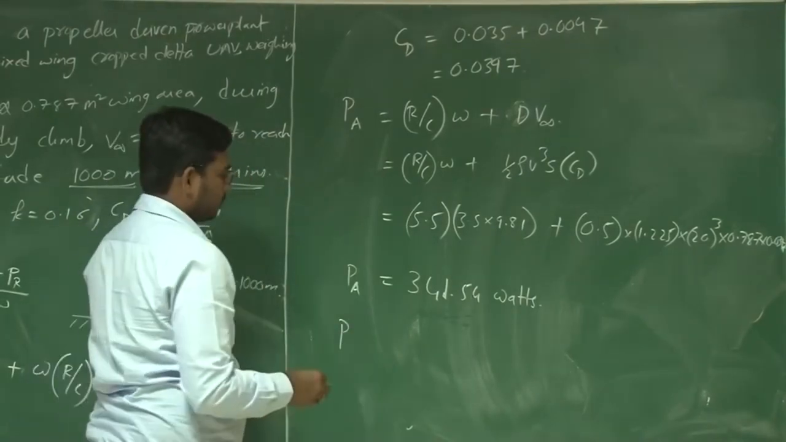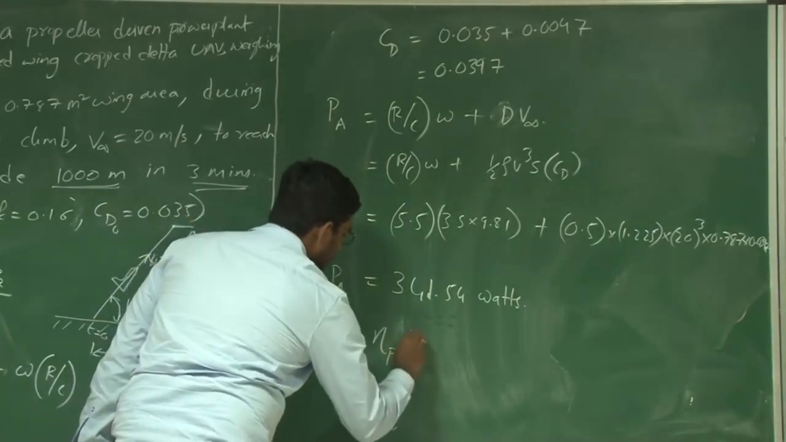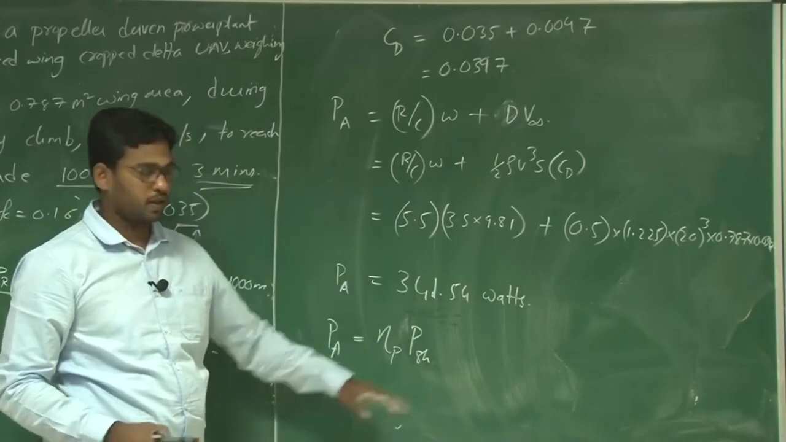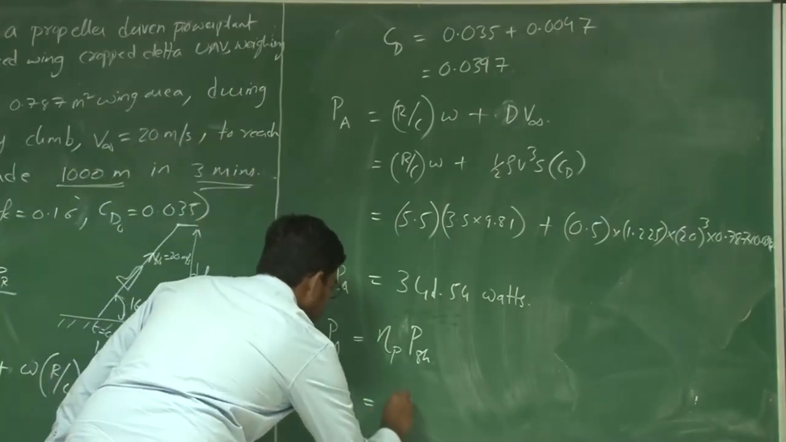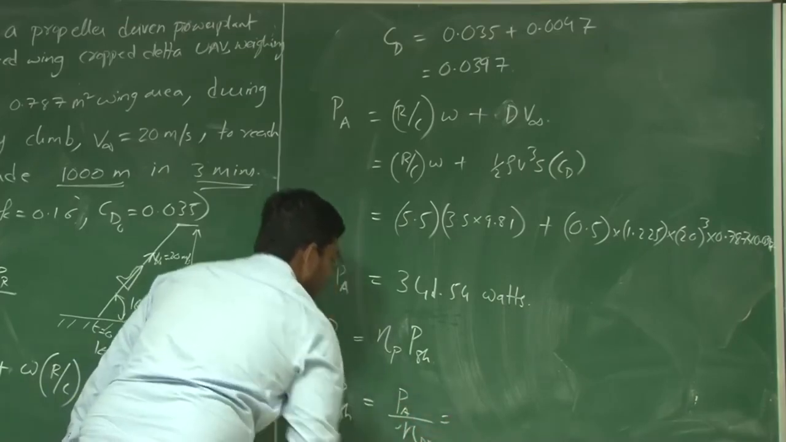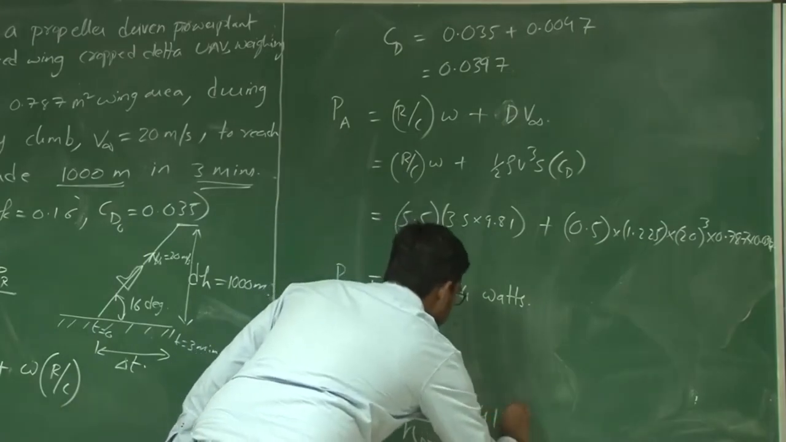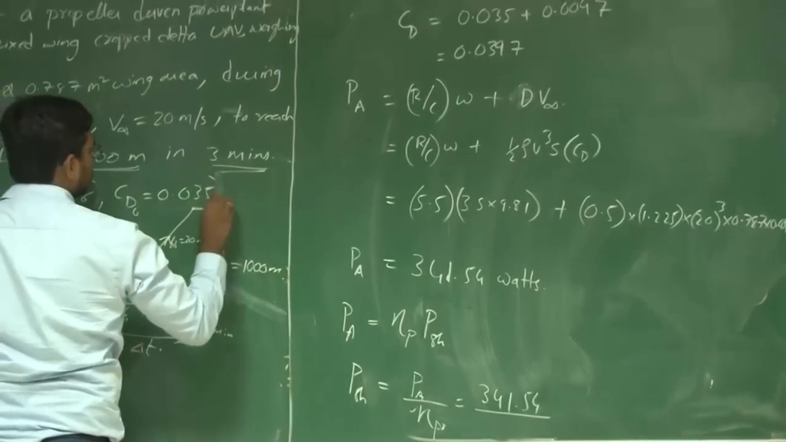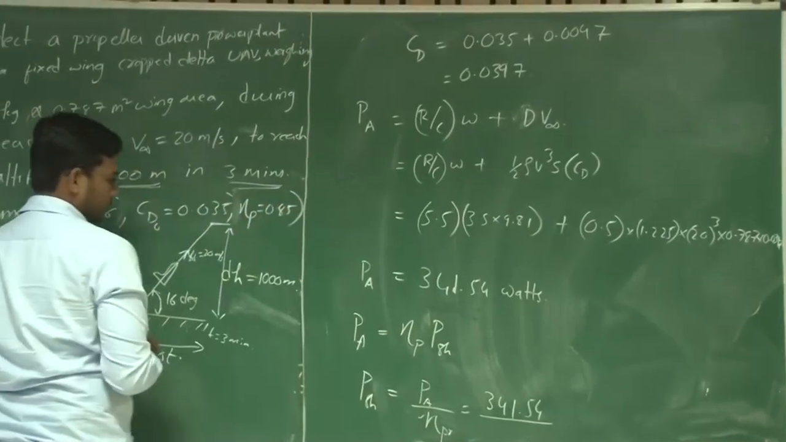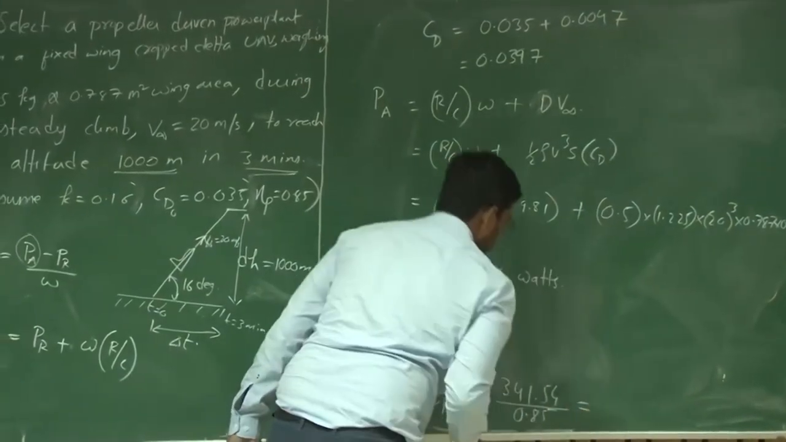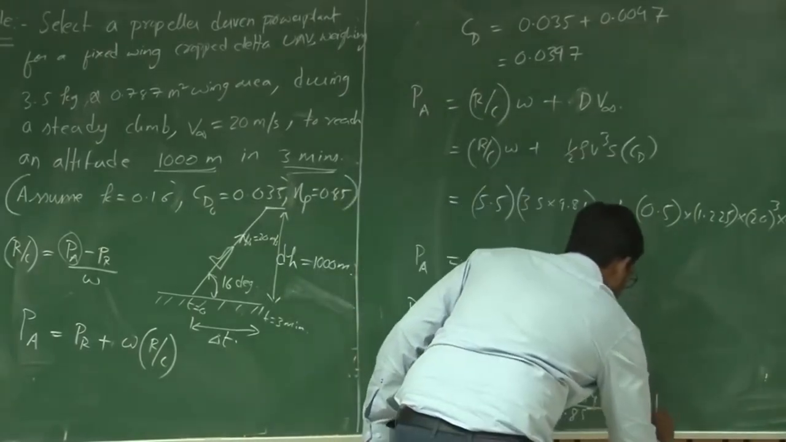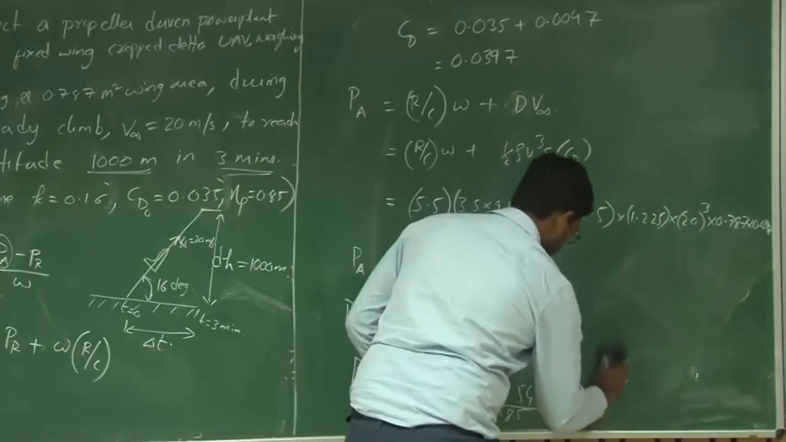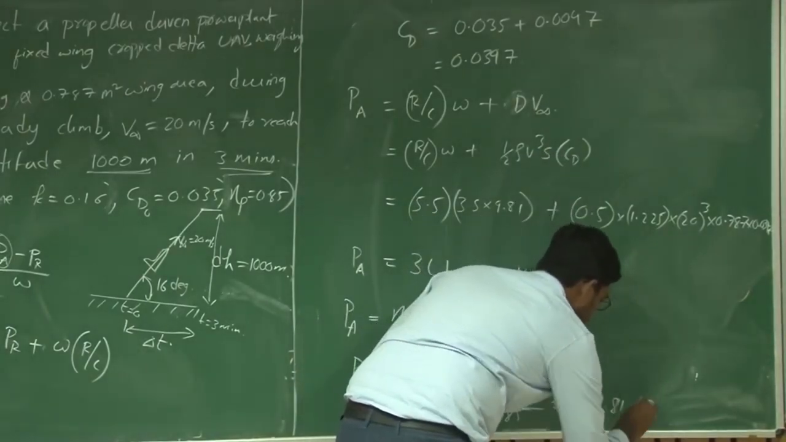Now, we know power available is propeller efficiency into shaft power, right? The specifications of the engine are presented in terms of shaft power. So the shaft power is equal to power available divided by the efficiency of the propeller, which is 341.54. Assuming a propulsive efficiency of 0.85, consider eta P as 0.85. What you get for this shaft power is 401.81 watts.